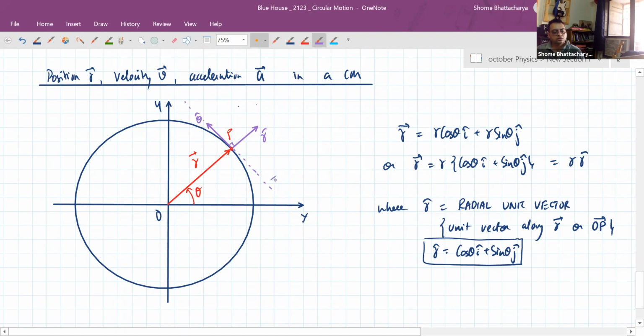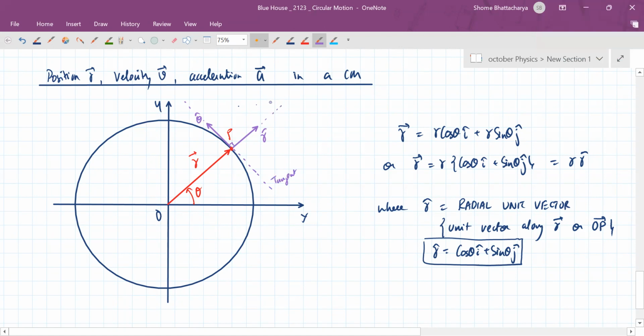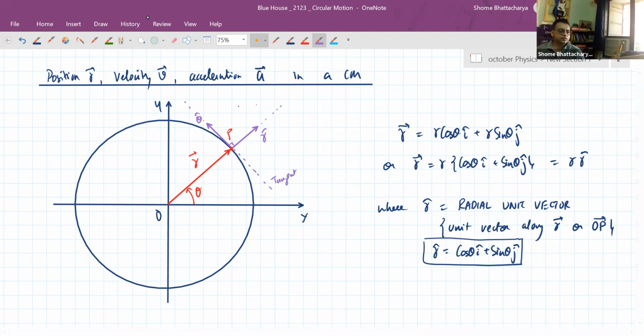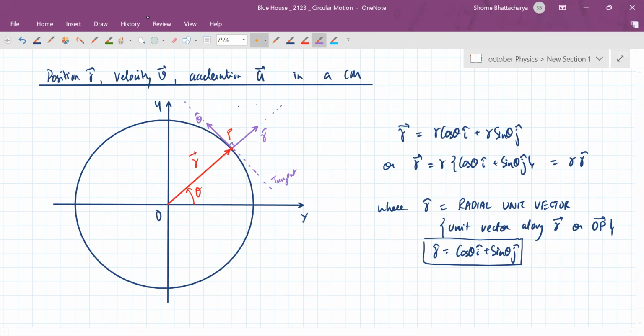Sir, what is written after acceleration A in a circular motion? CM we can use as a short form for circular motion.